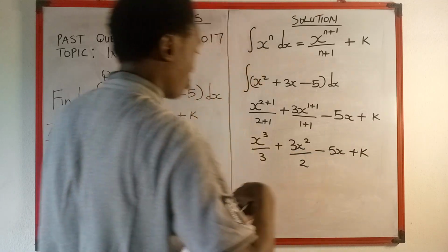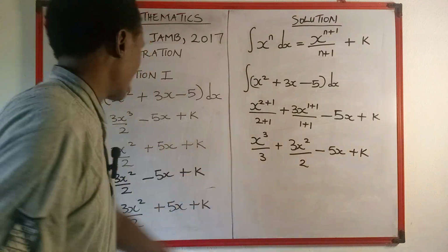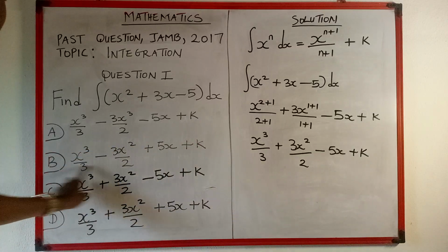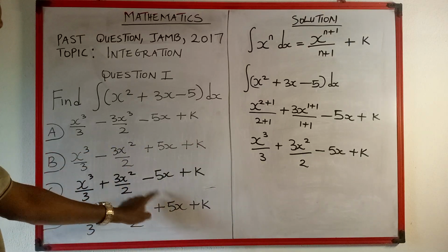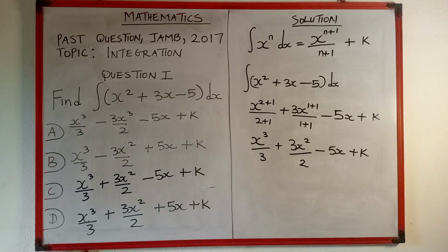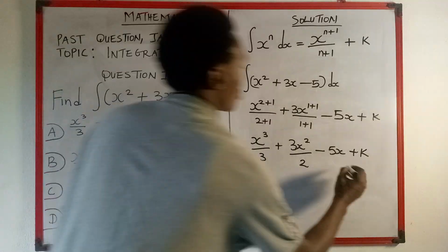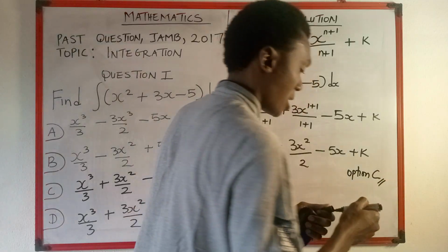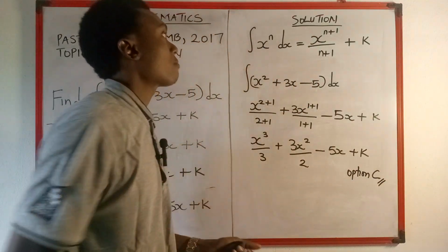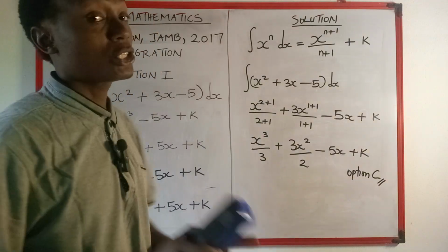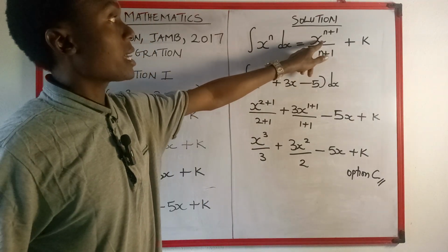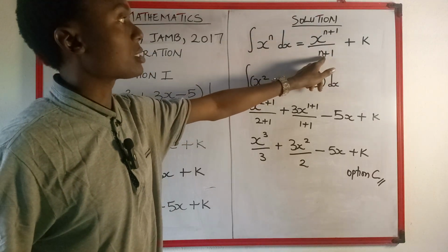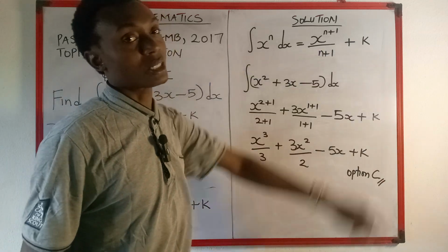Now you go back to your options, you check the one that suits this particular solution. You check A, nothing like that, B and C, plus minus plus k. So definitely our answer is option C. This is how you solve such type of question. And always take note of the formula: s raised to the power of n plus 1 over the denominator, which is n plus 1, plus a constant k.